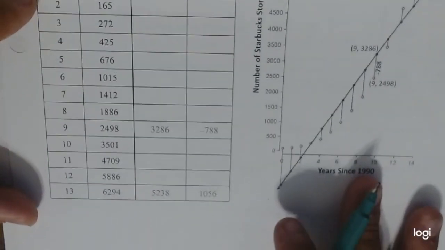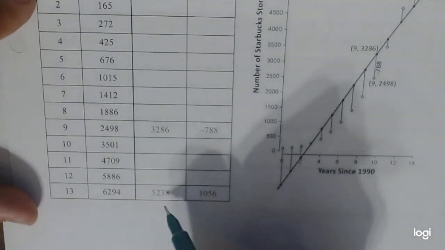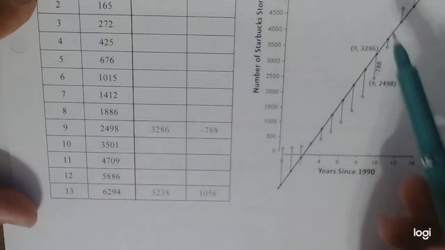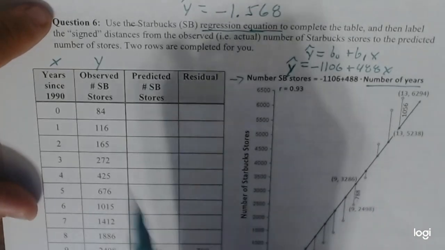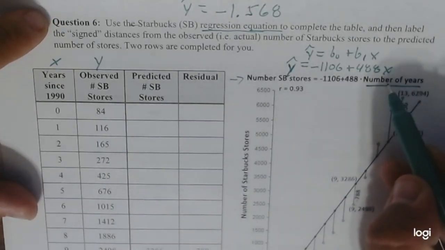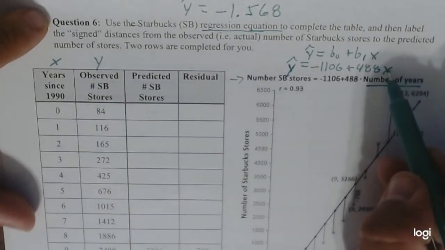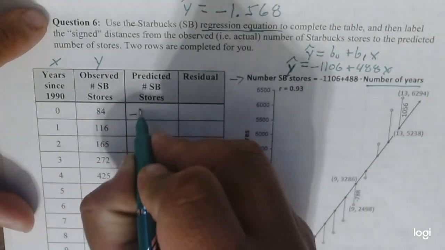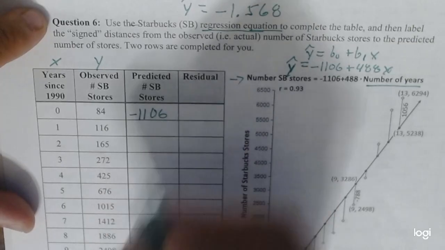And they said they did 2 already for us, right? So what they did is they literally plugged in this value into our observed and see what we got out. So what happens when you plug in 0 for x? Okay, if you plug in 0 for x, you get negative 1106.